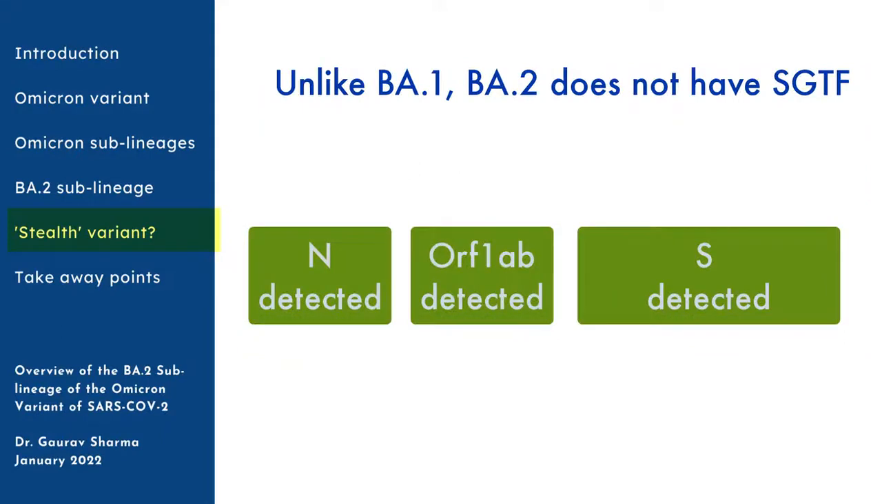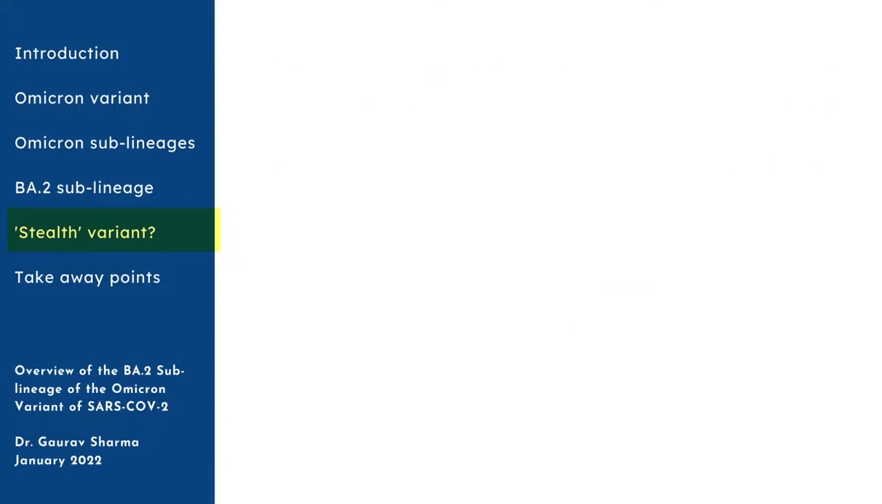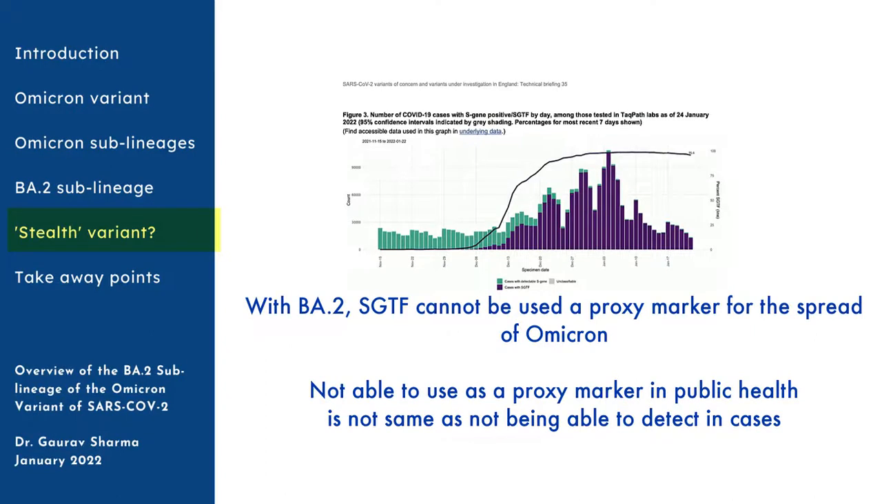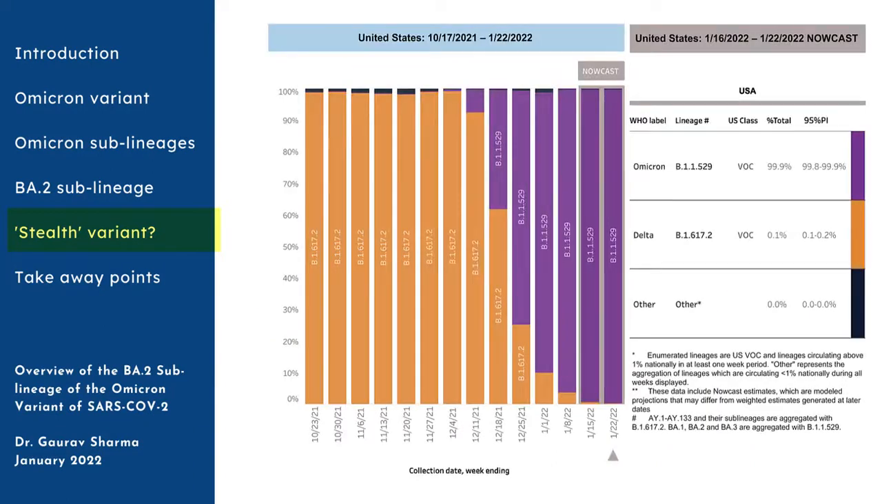As discussed earlier, the BA.2 sublineage does not have SGTF. Therefore, if the BA.2 starts to replace the BA.1, SGTF rates can no longer be used by public health authorities as a proxy marker to track the replacement of the Delta variant. This phenomenon may not be a significant concern, since the Omicron variant sublineages already constitute more than 95% of newly detected COVID-19 cases in the United States.